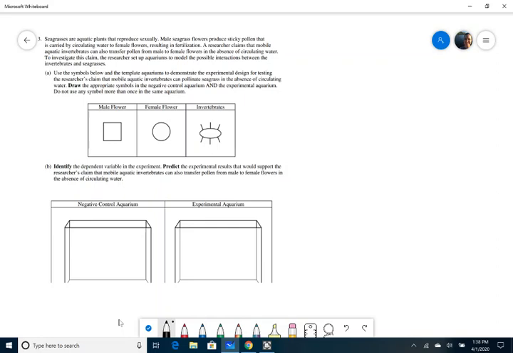circulating water. To investigate this claim, the researchers set up aquariums to model the possible interactions between the invertebrates and seagrasses. So for part A, it says to draw the appropriate symbols in the negative control aquarium and the experimental aquarium, and then do not use the symbols more than once.